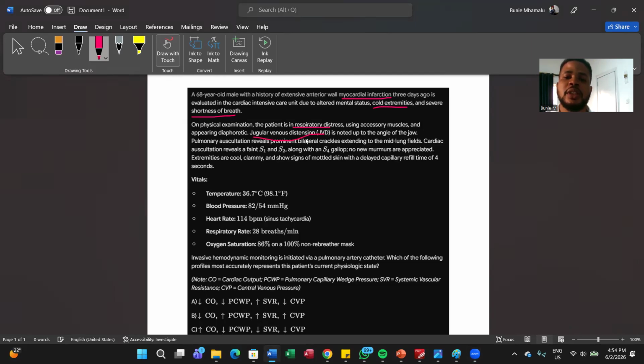So an elevated JVD tells us that blood is being backed up. It's unable to go all the way through our heart to get into our arteries. So from elevated JVP, we can tell that at the very least, blood isn't able to get past the right atrium. Pulmonary auscultation reveals bilateral crackles. So now this tells us that the blood is not able to get into the left atrium.